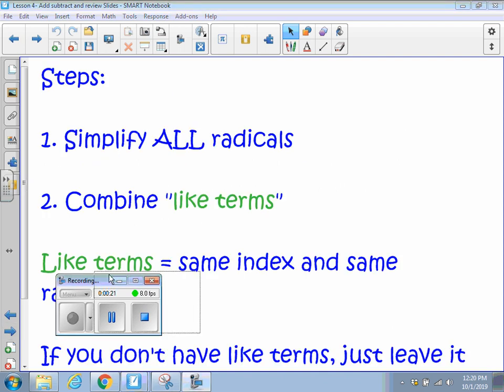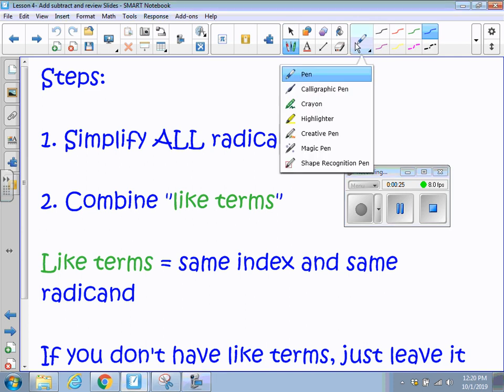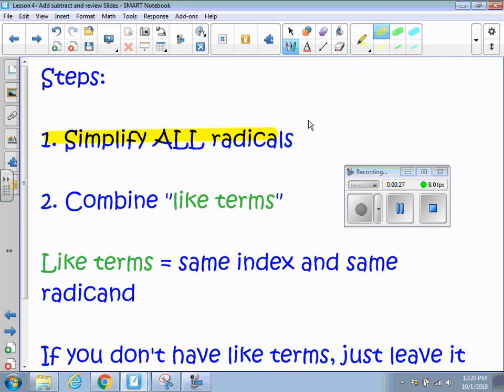To add and subtract radicals, you need to follow these steps. The first thing you're going to want to do is simplify all radicals. Simplify all. Once you've simplified, then you're going to combine like terms. Simplify first, and then you're going to combine like terms.